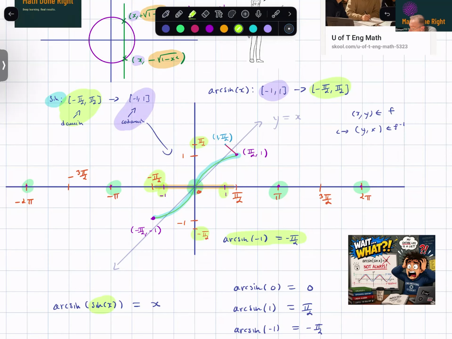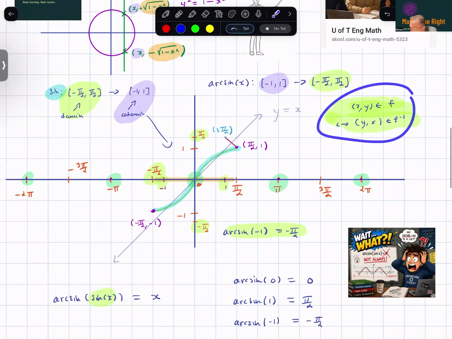And this elementhood notation, if you haven't seen this, if you're wondering what it means to be in a function, technically functions are sets of ordered pairs. This is all gone into in a lot of detail in other videos. For now, we're just thinking if x, y, so this is the x, this is the y, is on the graph of the sine function, then the inverse is going to have y, x. It's going to be 1, pi over 2.